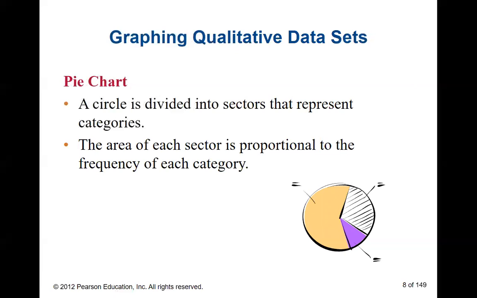It says the area of each sector is proportional to the frequency of each category. So let's say I have a section and it's supposed to be 65%. How would I know how to show 65% of a circle? How do you measure a circle? Usually you measure it in what unit? Degrees. How many degrees are in a circle? 360 degrees make one complete circle.